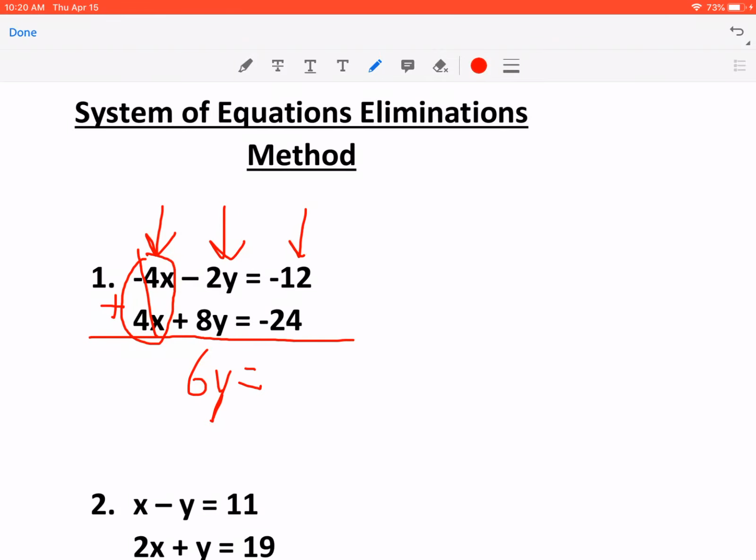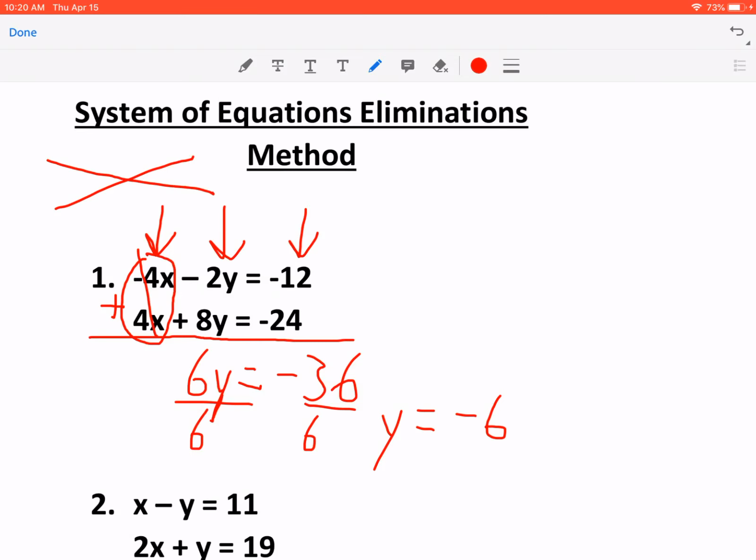Now, negative 12 and a negative 24 combined is a negative 36. To solve for y, simply divide by 6. So y is equal to negative 36 divided by 6, which is negative 6. Remember, you're finding where these two lines hit each other. We're looking for a coordinate, an x and a y coordinate. Right now I got the y coordinate. I still need to find the x coordinate.